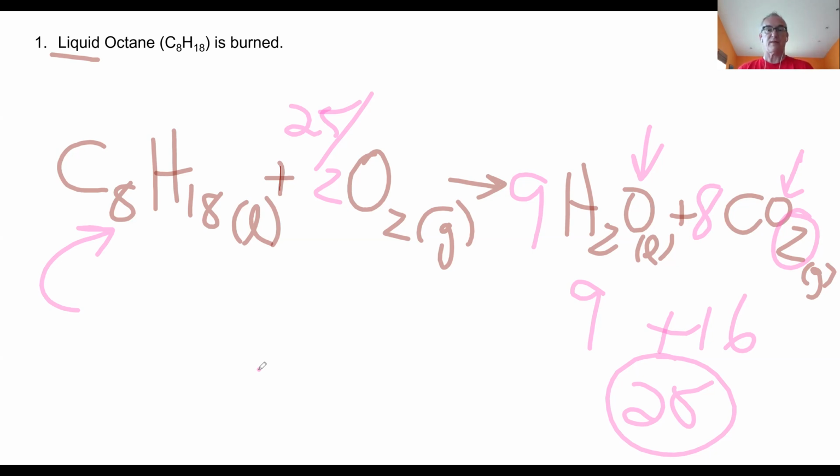But we can have 25 over 2 moles of oxygen. We could easily have 12 and a half moles of oxygen. That's not a problem. But we can't have 12 and a half molecules of oxygen. And when we're writing a reaction, basically we're writing molecules, not moles. We're writing the actual number of molecules involved. And so 25 over 2 isn't going to work. So if we want whole numbers on all of our coefficients, how do we address that?